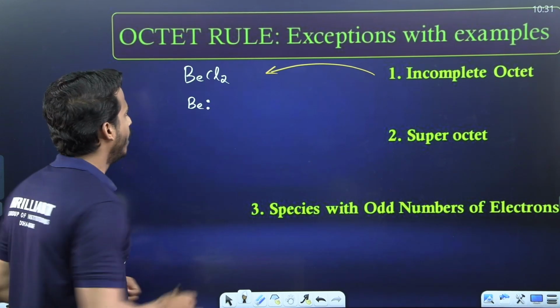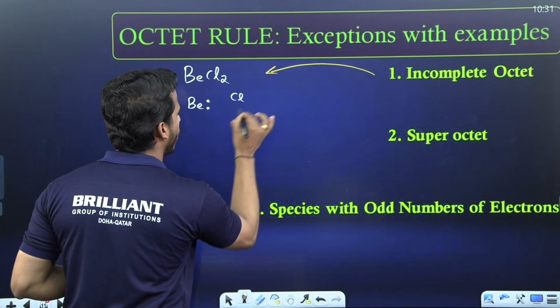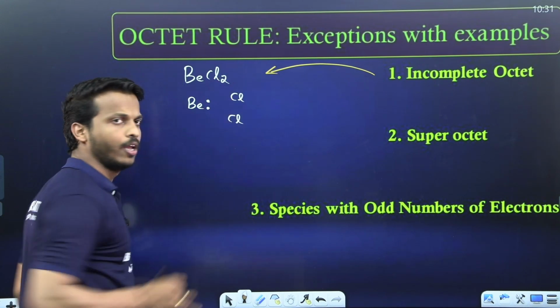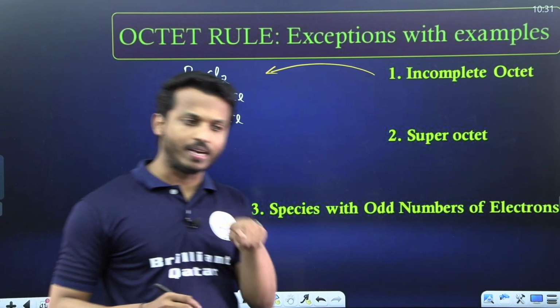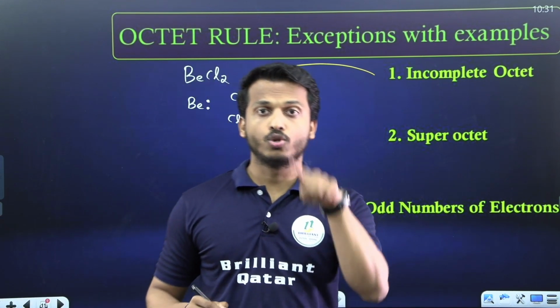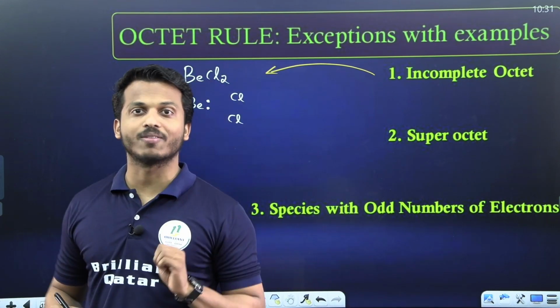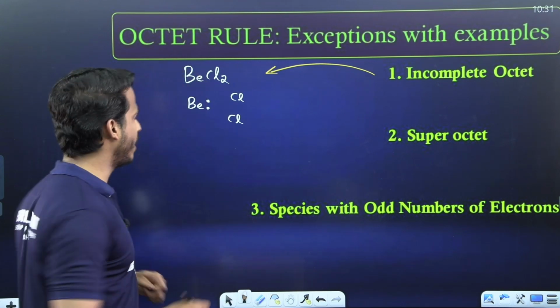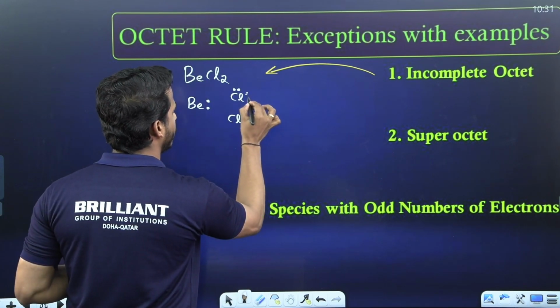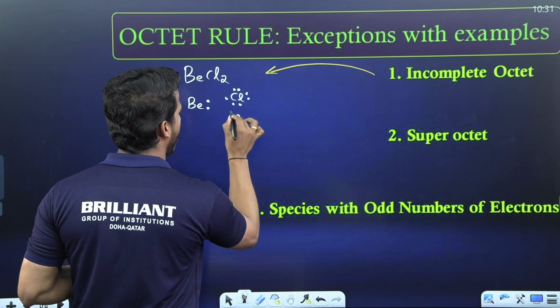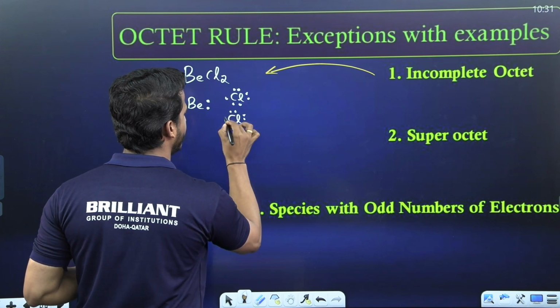It is surrounded by 2 chlorine atoms, right? You know, chlorine has atomic number 17, so the configuration is 2, 8, 7. So what is the valence electron count of chlorine? 7, right? So let me write 1, 2, 3, 4, 5, 6, 7.